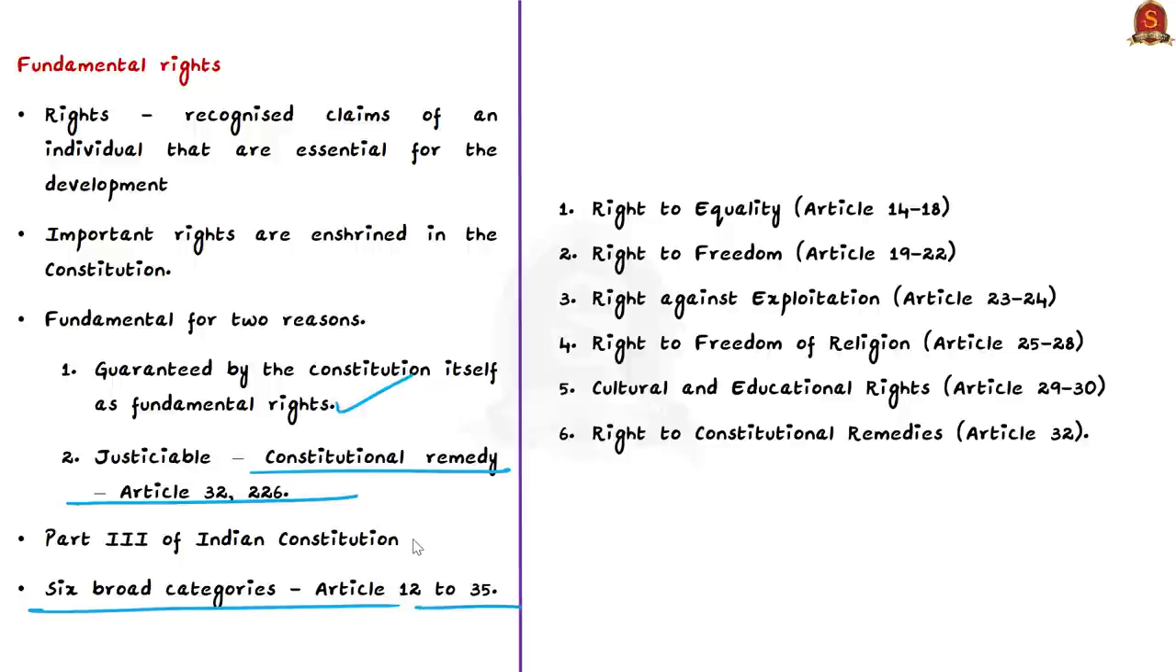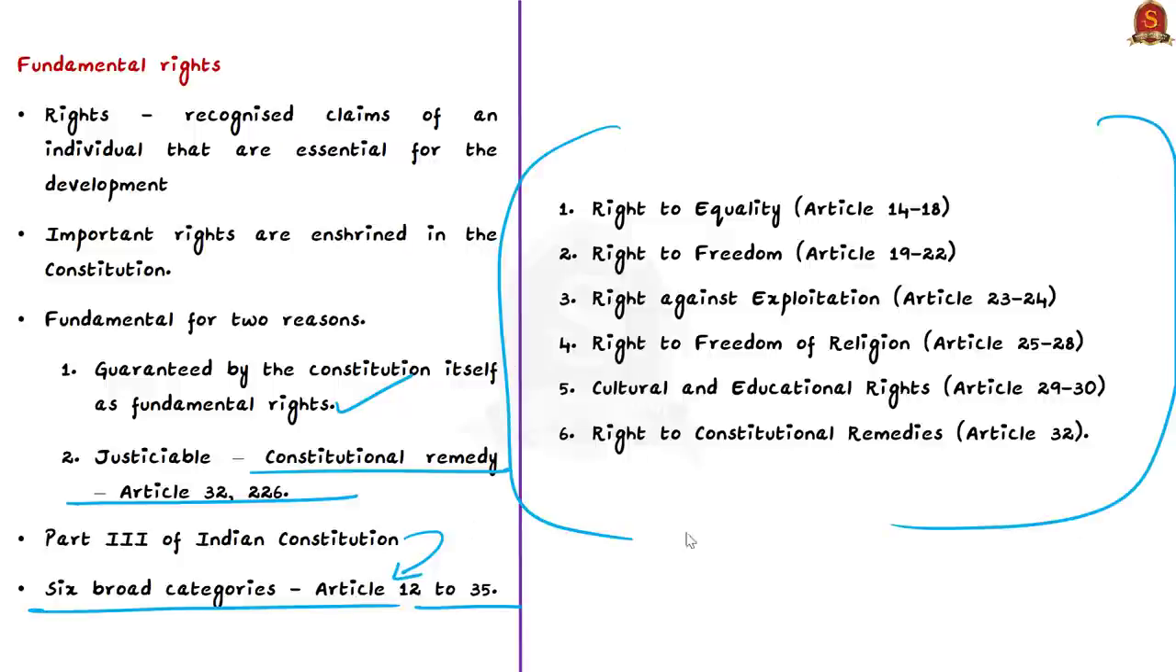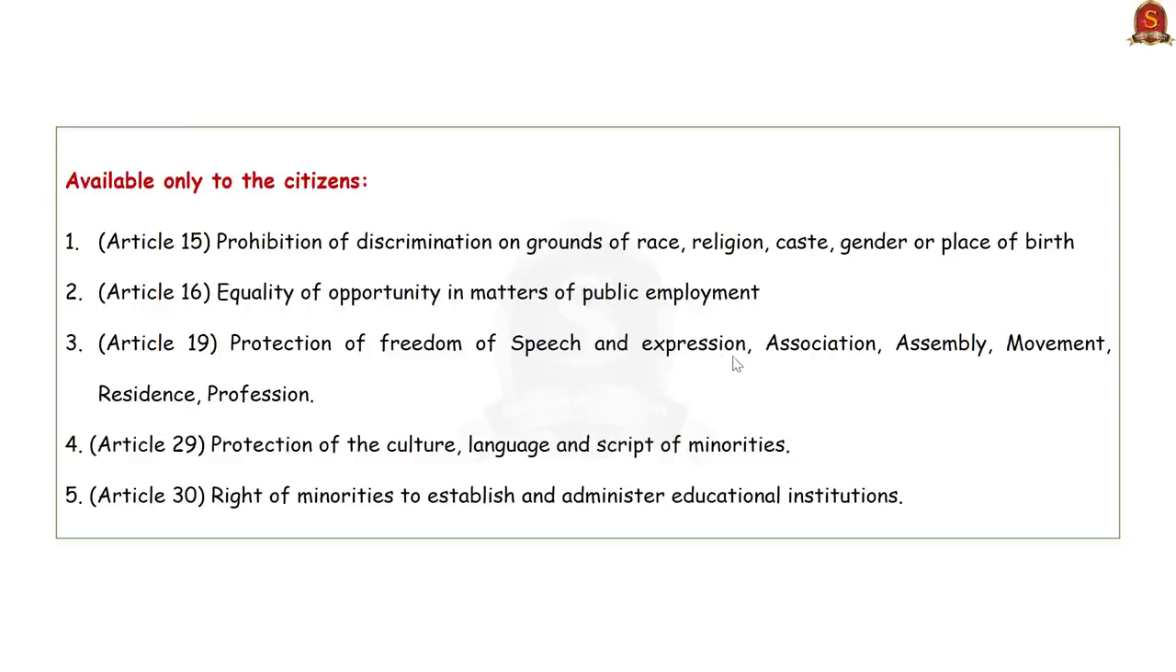The Constitution guarantees them in the form of 6 broad categories that are included under Article 12 to Article 35: right to equality, then right to freedom, then right against exploitation, then right to freedom of religion, cultural and educational rights, then the right to constitutional remedies. Originally, right to property was also part of fundamental rights, but it was later removed through the 44th Constitutional Amendment. It was removed as it was found that it hindered the goal of socialism, that is, Indian socialism. So at present, it is considered a legal constitutional right under Article 300A.